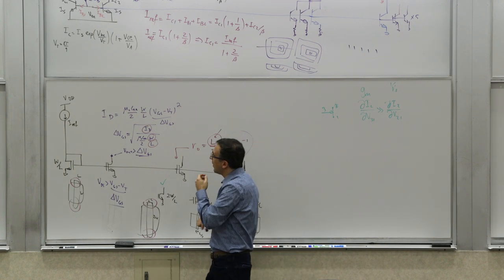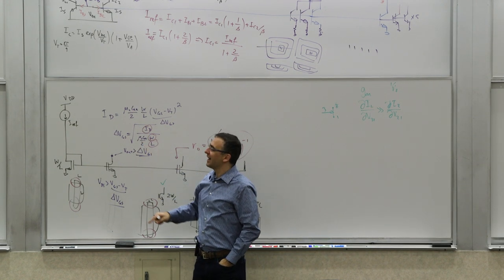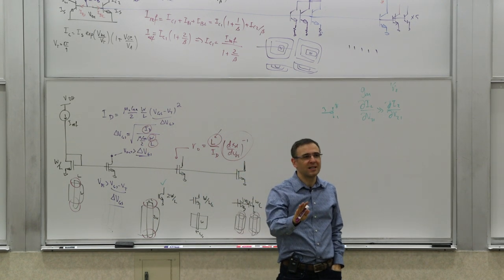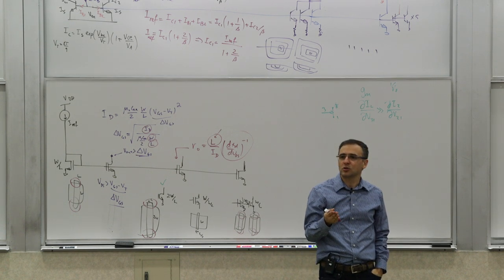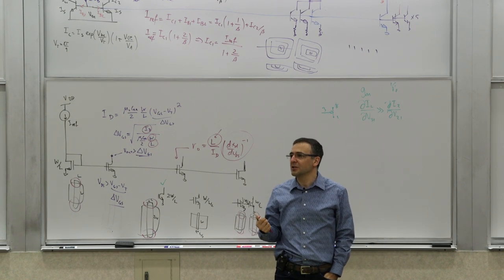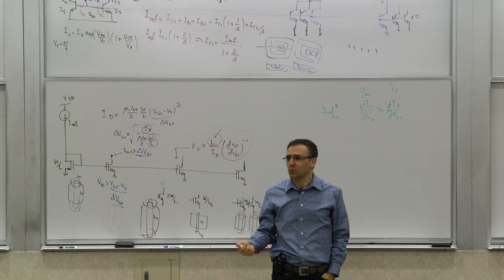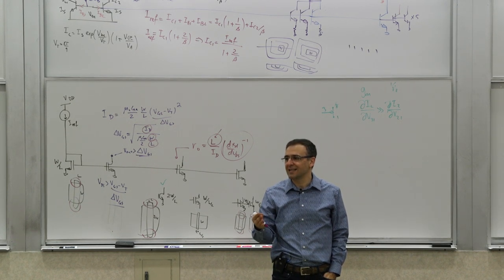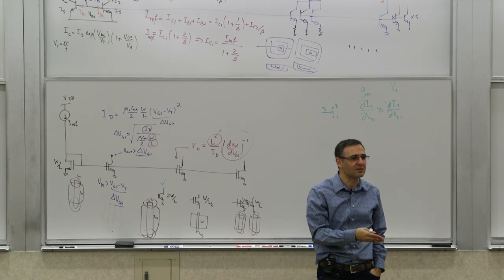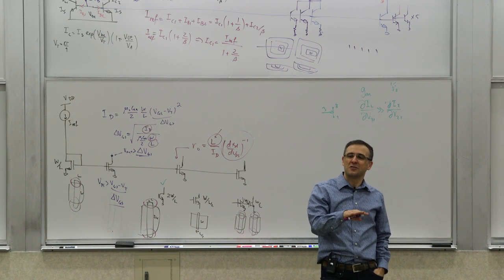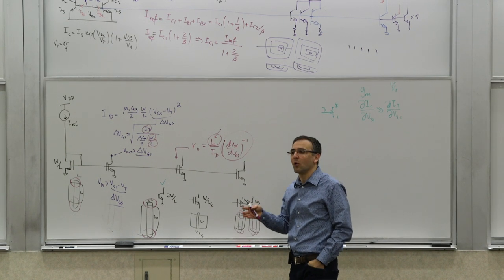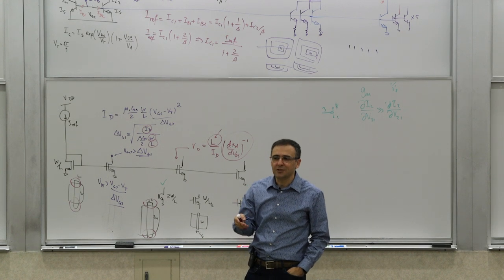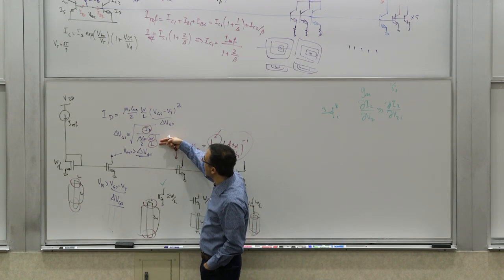Now, the current, I have somewhat of a control, but it's usually a design parameter. You say, I want to make a stage, I need a current source of half a milliamp. That's usually dictated by another part of your design. So you may have some control over that, but not a whole lot. The things you really have control over in terms of design are these two.